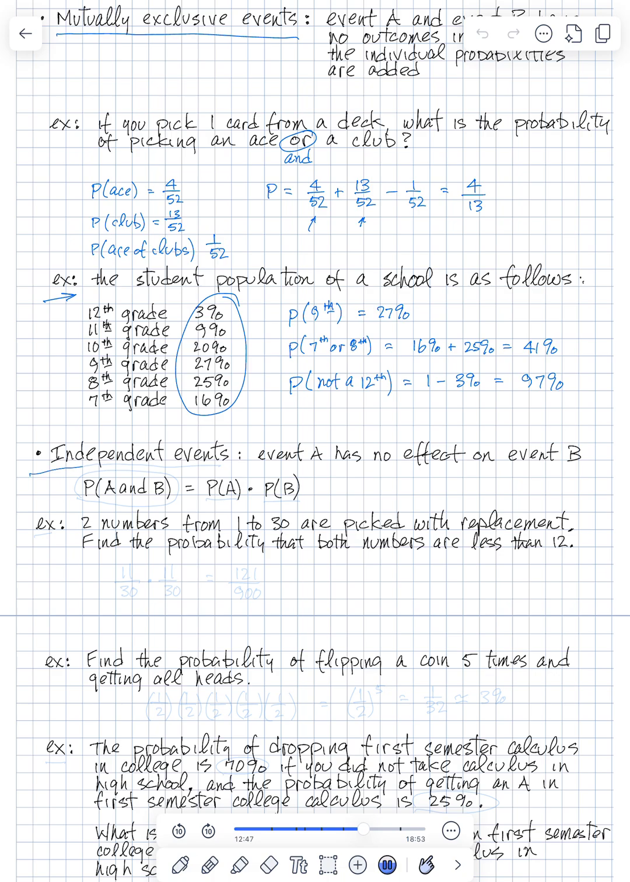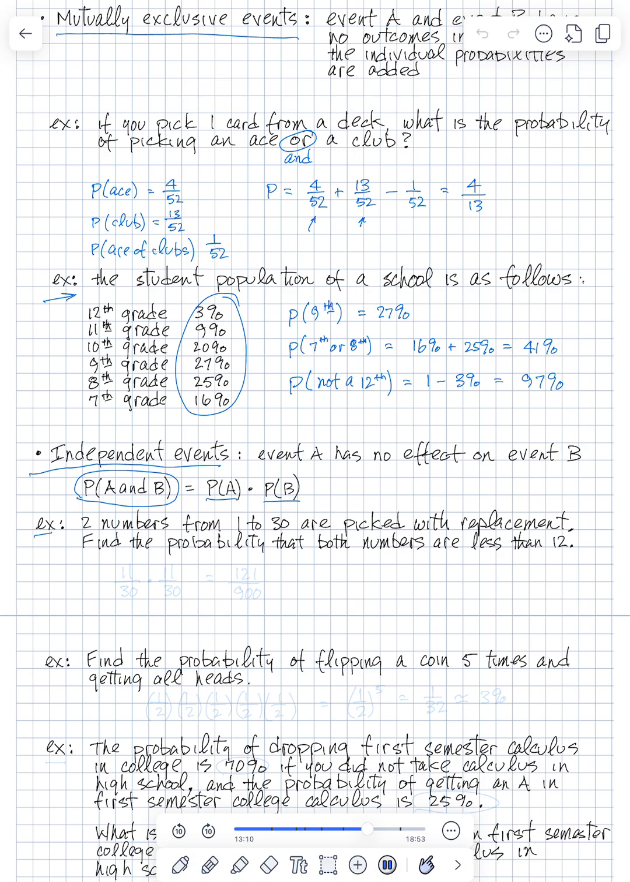Okay, the next thing we'll look at is independent events. This is defined as the event A has no effect on event B. So in other words, you're trying to find the probability of A and B. It's the probability of A times the probability of B. So let's look at our first example.